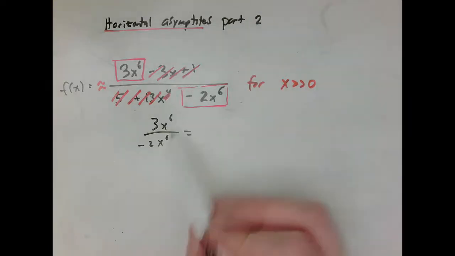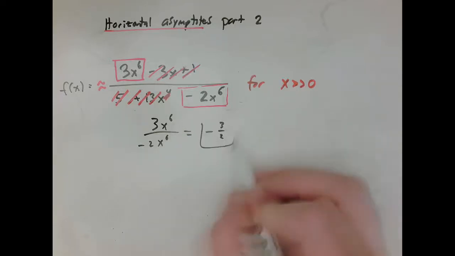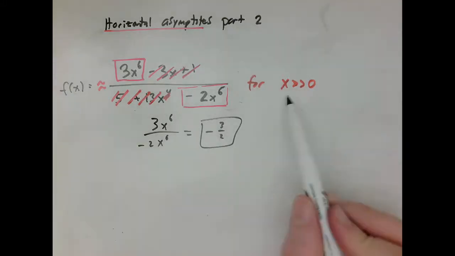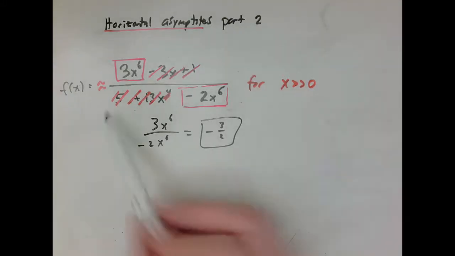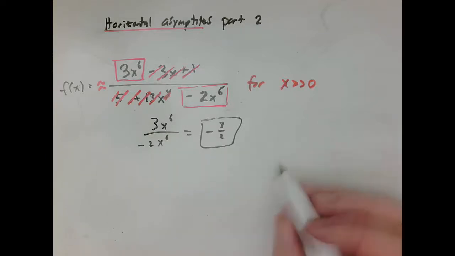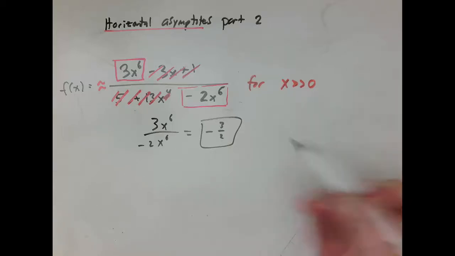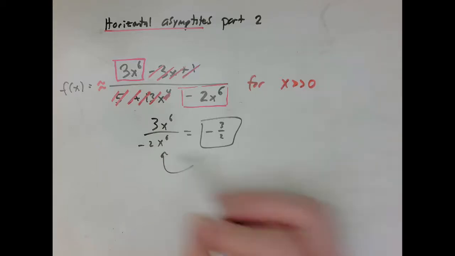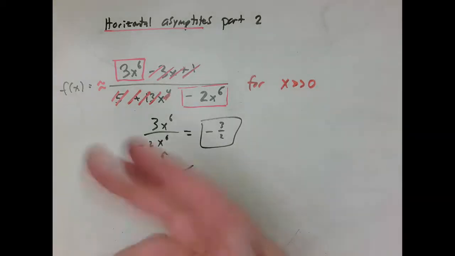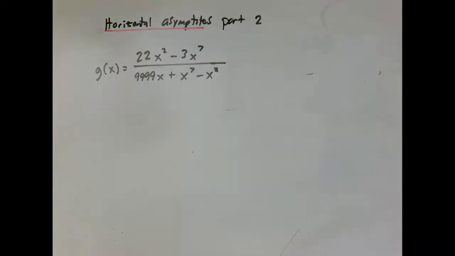So if we look at how this simplifies, the x to the sixths divide each other out, and so we just have -3/2. So as x gets really, really big, the y values are approximately equal to -3/2. All of that means that your function is approaching -3/2 as x gets really large. Some people call this an end behavior model. It's a model because it's approximately equal to your original function, but only for the purposes of finding the end behavior, what's happening when x is very large or very negative.